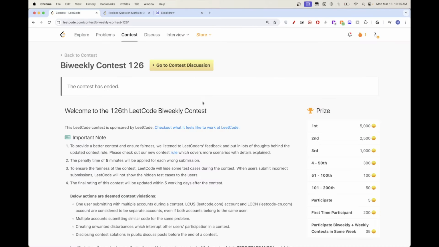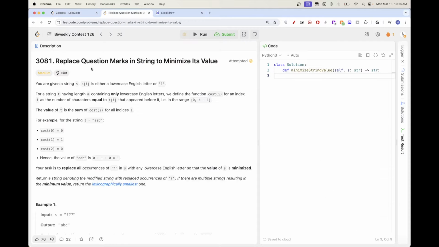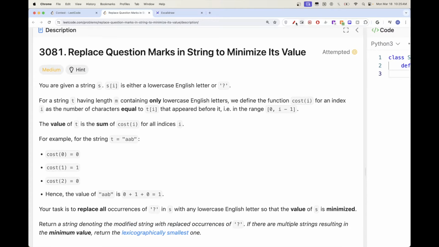Hello, so today we are going to do problems from biweekly contest 126. This is the third problem of this week's biweekly: Replace question marks in strings to minimize its value. So basically what we have here is a string S, and each S[i] can be either one of two things, either a lowercase English letter or a question mark.